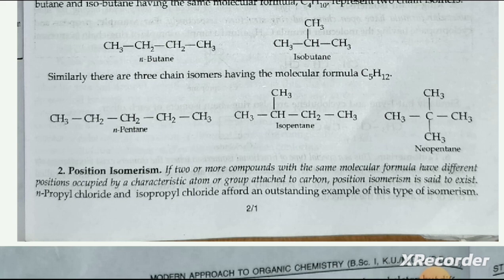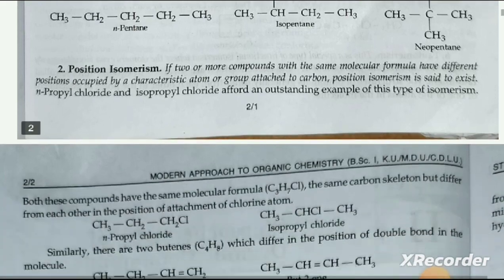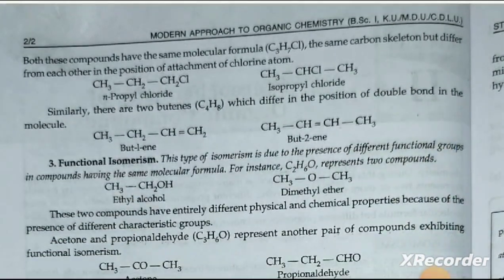Second, position isomerism. If two or more compounds with the same molecular formula have different positions occupied by a characteristic atom or group attached to a carbon, position isomerism is said to exist. n-propyl chloride and isopropyl chloride afford an outstanding example of this type of isomerism. Both these compounds have the same molecular formula C3H7Cl, the same carbon skeleton, but differ from each other in the position of attachment of the chlorine atom.